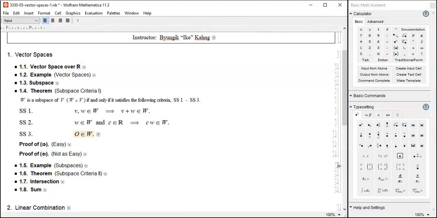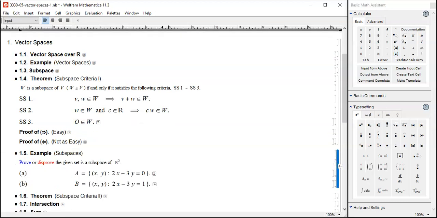How easy? Let's check it out. Here's an example problem. Prove or disprove the given set is a subspace of R2. And here we go. Set A is given as follows: x comma y, where 2x minus 3y is equal to 0. B, x comma y, where 2x minus 3y equals 1. So how do I tell whether A is a subspace or not, or B is a subspace or not?